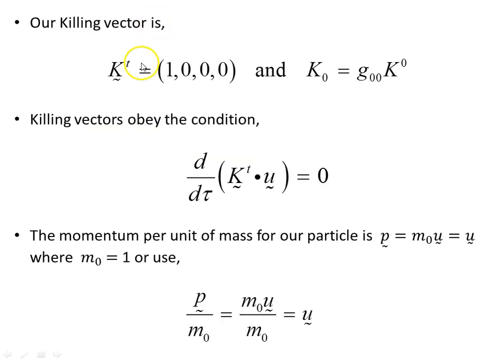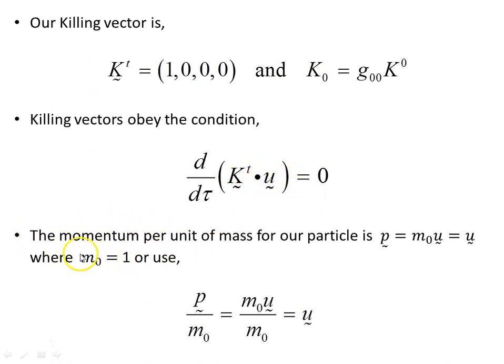Going over, our Killing vector in the time direction is this one. We can use the metric to lower that contravariant index and give us the covariant position down here. Our affine parameter is τ this time because we're dealing with a particle with mass. Kt dot u is 0.